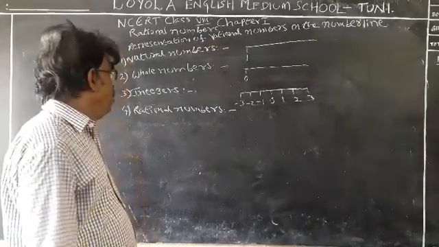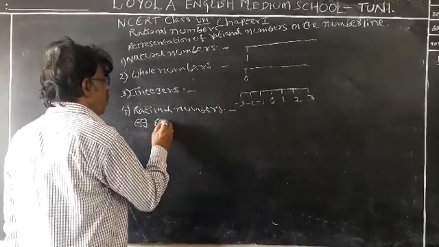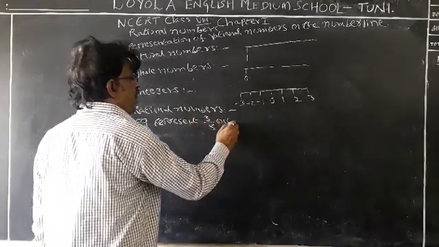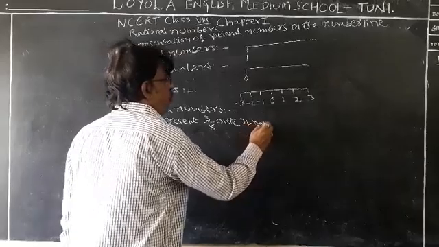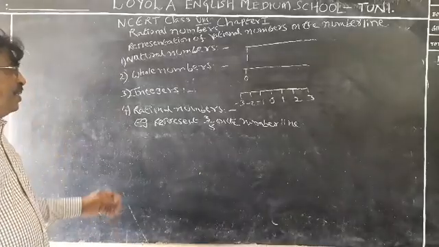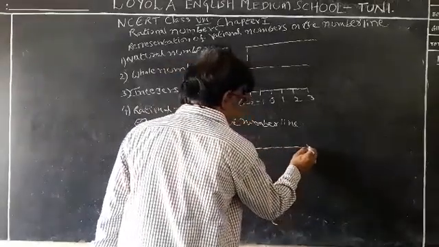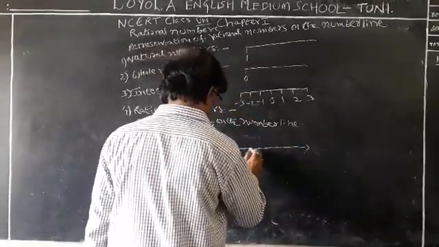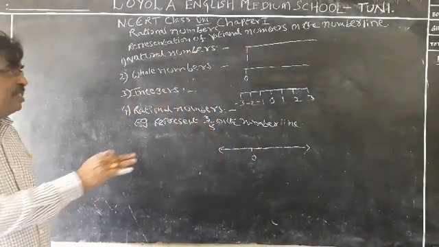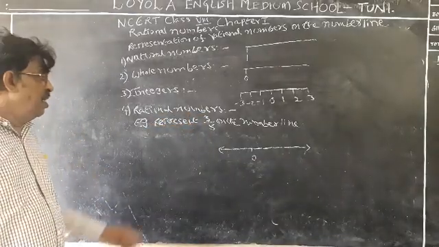Let us see one example. Represent 3 by 5 on the number line. For example, this is the number line, this is 0. Here it is a positive rational number. Positive rational numbers lie on the right side of 0, isn't it? Now, here 3 by 5.